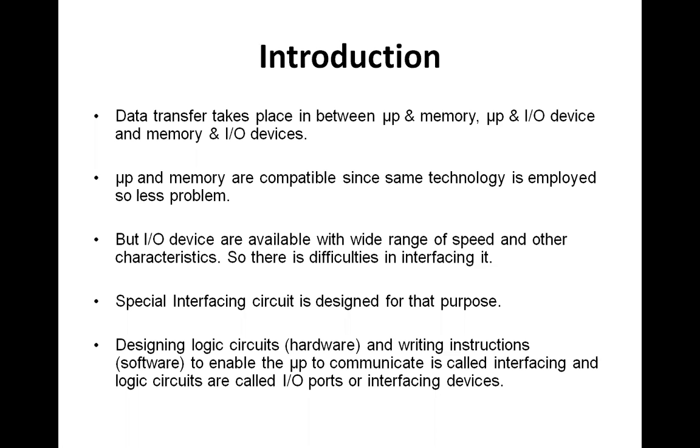So in a microprocessor based system, the data transfer takes place between two different devices, such as the microprocessor and memory as mentioned, or the microprocessor and input output devices, as well as the memory and the input output devices. Now, as far as the memories are concerned, they are made up of semiconductor devices, so we can call them semiconductor memories. And these semiconductor memories are compatible with the microprocessor because the same technology is used in the manufacturing of both the memories as well as the microprocessor. So it means there are fewer problems associated if we want to interface memory with the microprocessor.